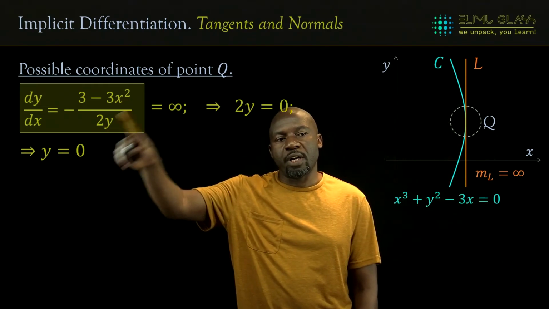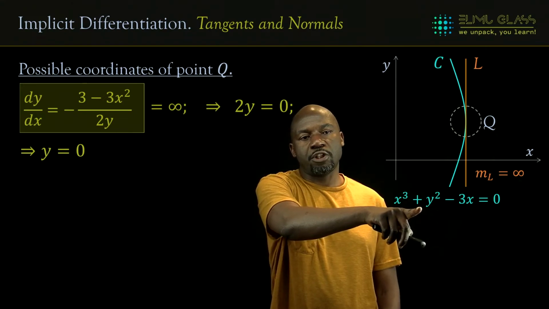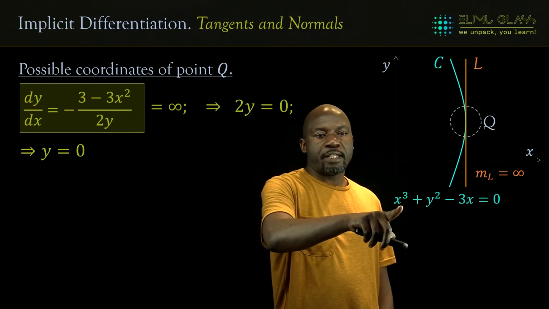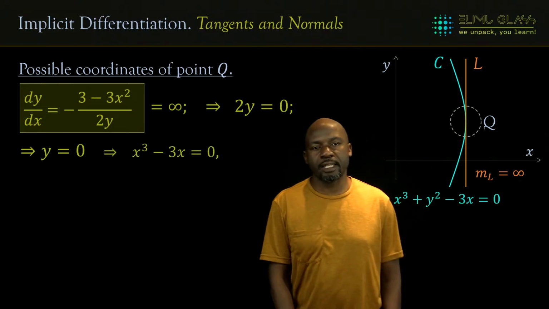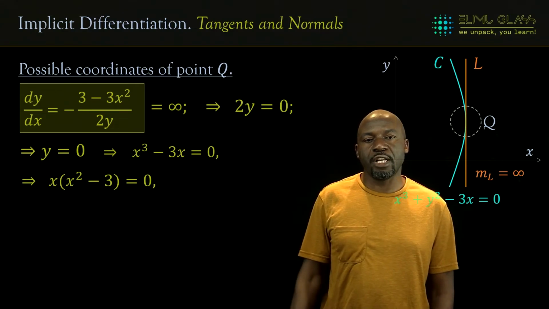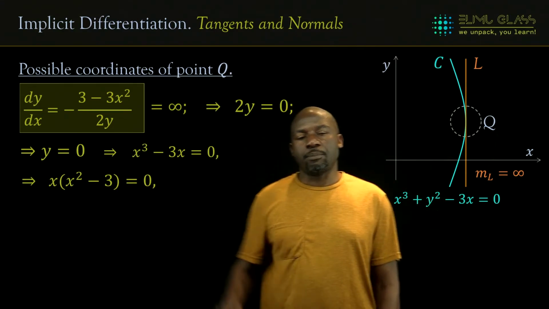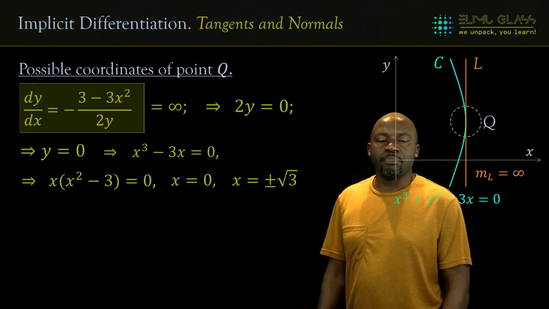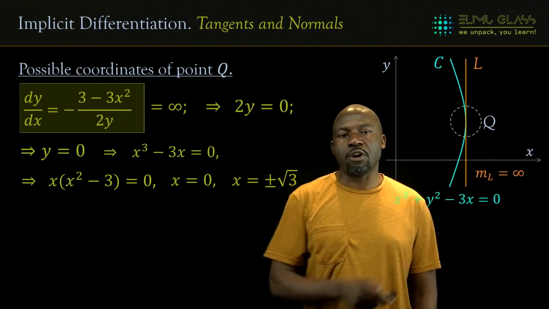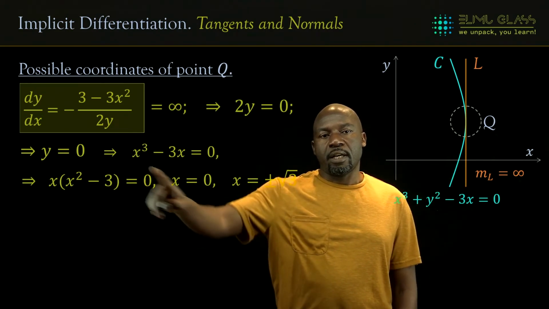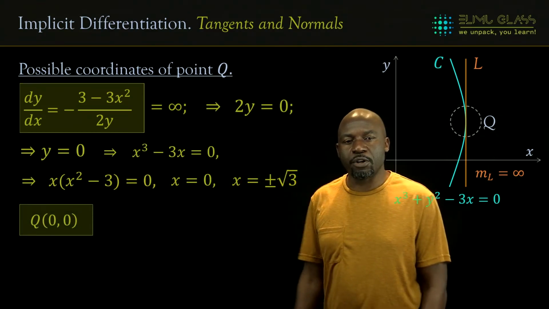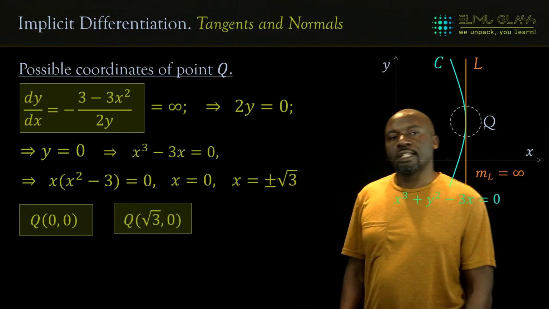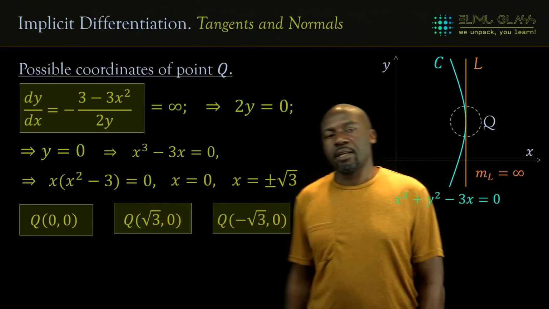With the knowledge of the value of y, we can now find the possible values of x by substituting into the equation. If we substitute y is 0 into this equation, we get x cubed minus 3x equals 0. If we factorize and solve this, which is straightforward really, one possible value of x is 0. The other possible values of x are positive and negative root 3. So the potential coordinates of point Q are: x is 0 and y is 0; that's one possible value. The next is x is positive root 3 and y is 0. And the last one is x is negative root 3 and y is 0.